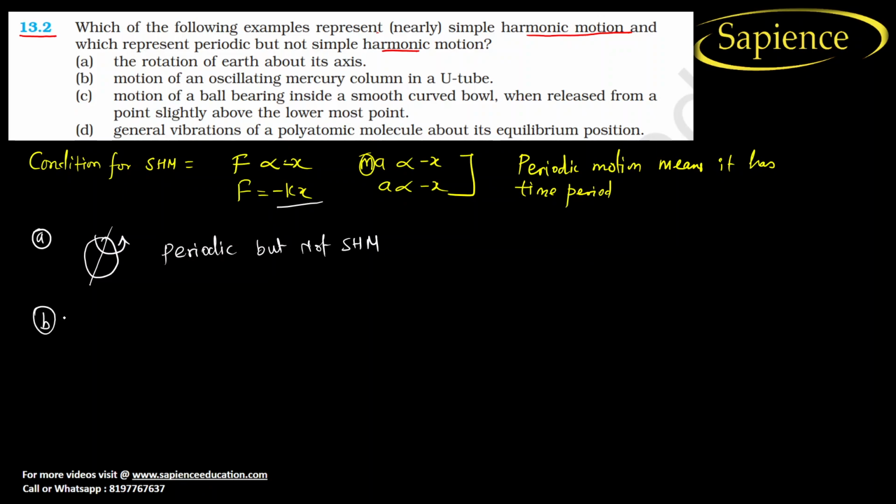Now let us do question number B. The motion of an oscillating mercury column in a U-tube. So let us consider there is a U-tube.